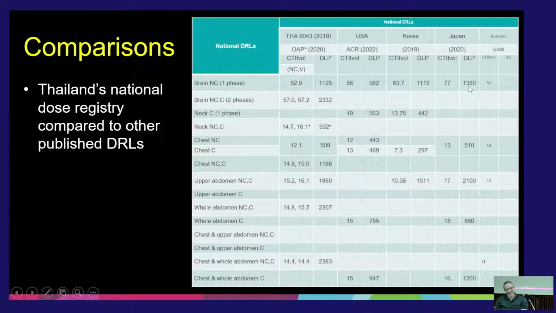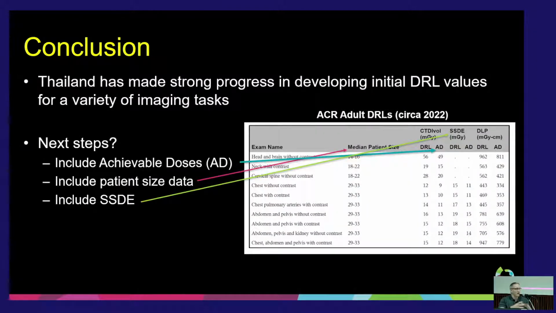So thank you, Kalpana. That's a great point. And that's actually the benefit of this: you have the opportunity to ask the question, why is my DLP longer or larger than others? And then you can go back and start to do that analysis. That's really what a DRL is meant to do. It's an investigative tool.